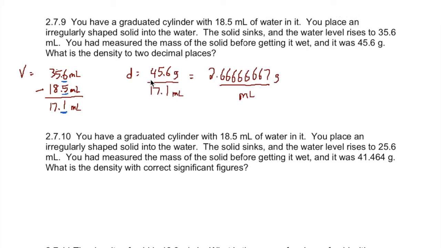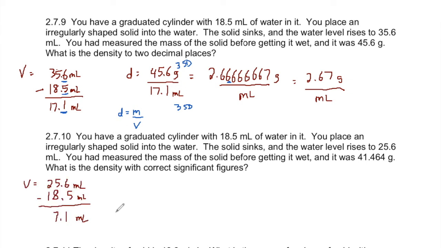The next step is to divide the mass by the volume, because density is mass over volume. And we have a mass with 3 significant digits, a volume with 3 significant digits. So our final density should be reported to 3 significant digits, or 2.67 grams per milliliter.